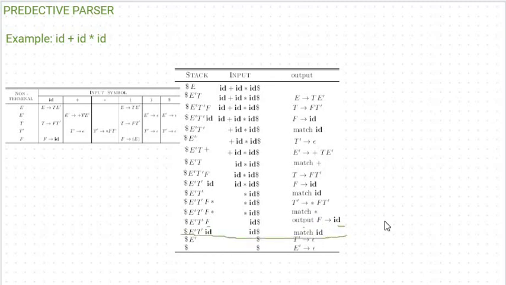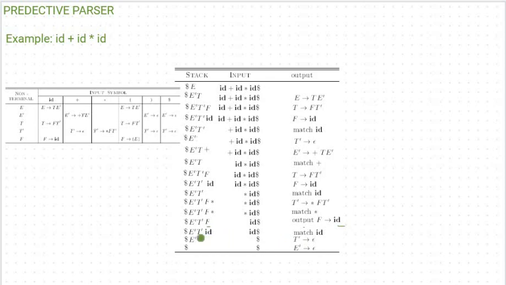Okay, fine. Now next what you have to do, you have to compare the stack's topmost symbol with the current pointer pointing symbol. So they both are id. Since they are matching, you can remove it. As a result, you will be getting E dash T dash in stack. In input string you will not be having anything, it will be empty.